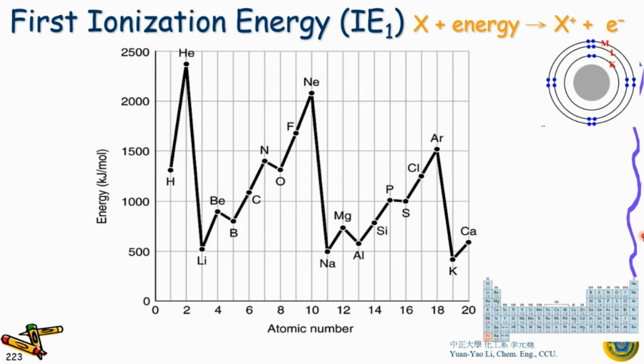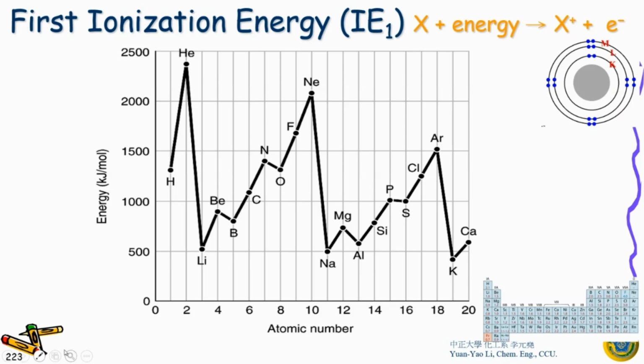So I hope you still remember we have a term called first ionization energy. What is first ionization energy? For example, this element is neutral. There's no charge, no matter negative or positive. And then you take the first electron away, and the energy you gain or lose is called first ionization energy. So normally you need to give energy to this element. Okay, so this is called first ionization energy.